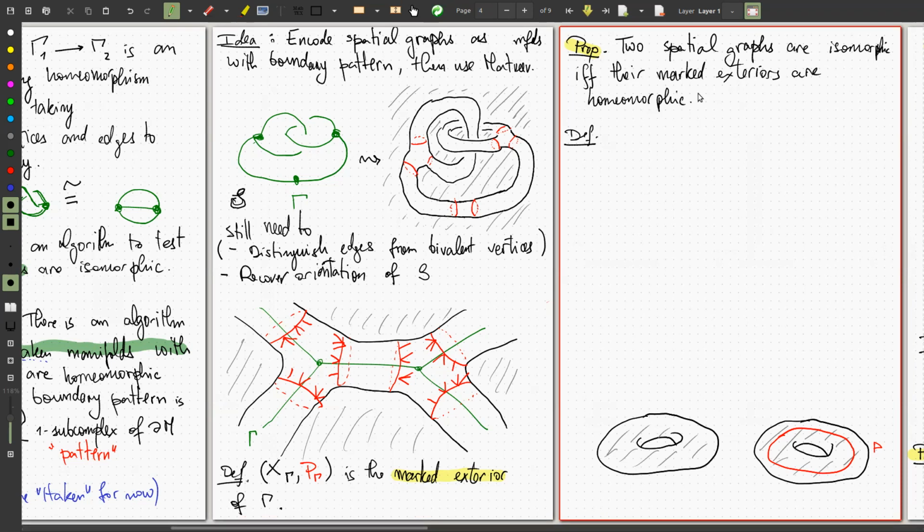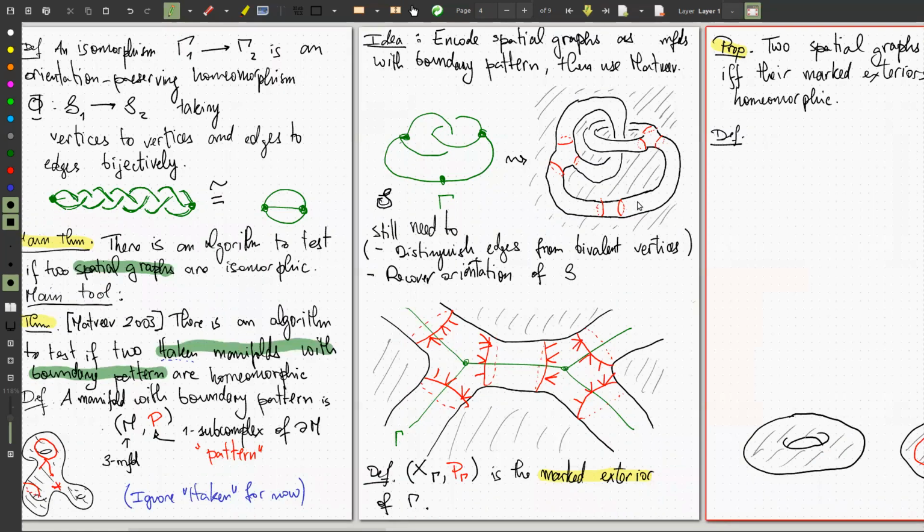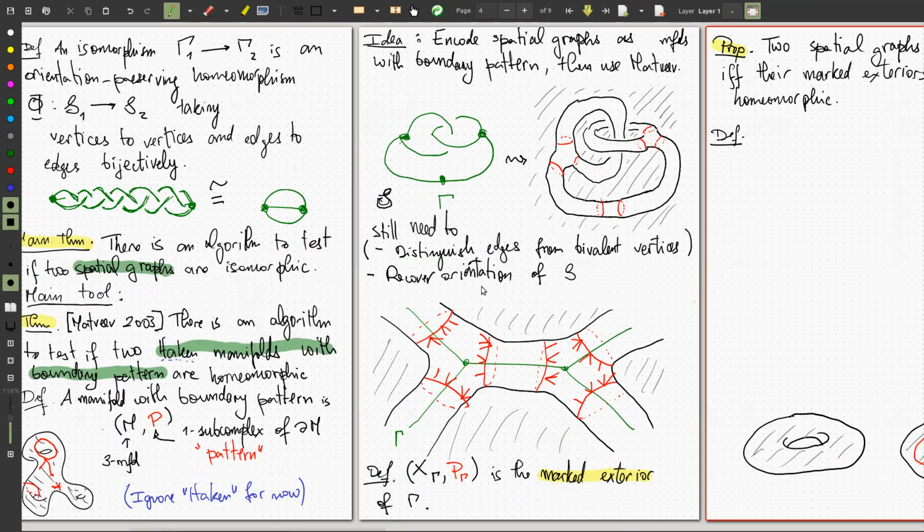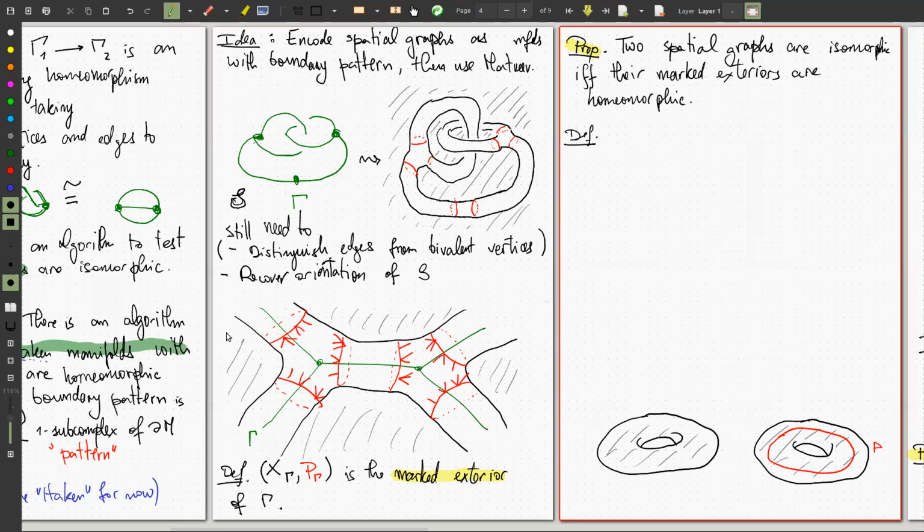And I realized that I think I forgot to tell you, but it should be somehow obvious that when I say that the marked exteriors are homeomorphic, I mean there exists a homeomorphism preserving the boundary patterns, right? That's what Matveyev's theorem is about. It gives a detection result for manifolds with boundary pattern where this homeomorphism that it detects has to preserve the boundary pattern, right? I think I didn't say it explicitly, I'm sorry.